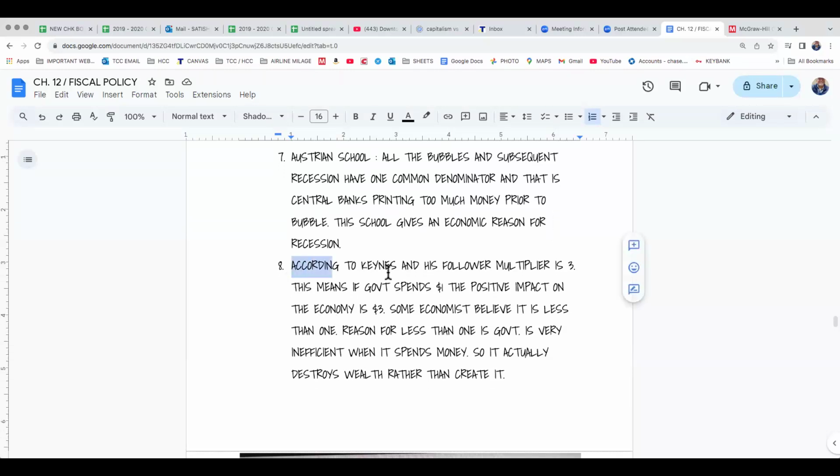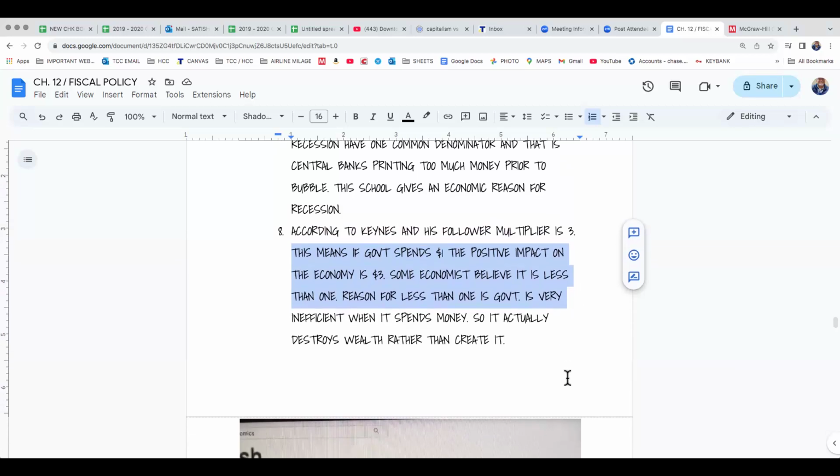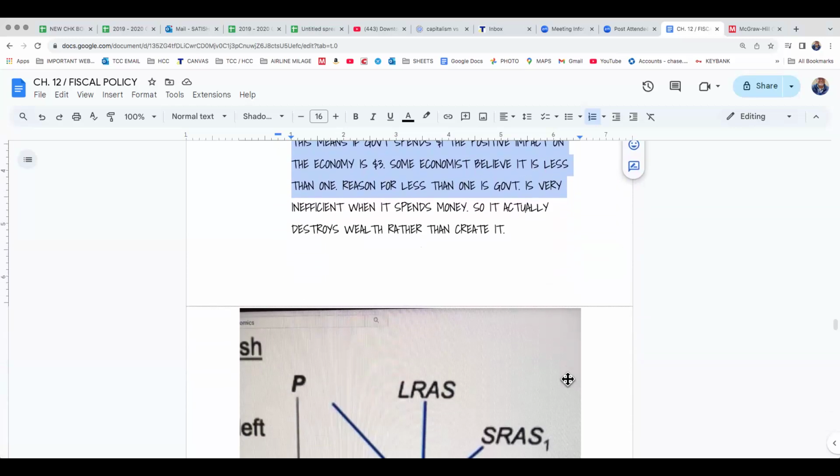So according to Keynes and his followers, the multiplier is 3. This means if the government spends $1, the positive impact on the economy is $3. Some economists believe it is less than 1. The reason for less than 1 is that government is very inefficient when it spends money. So it actually destroys wealth rather than create it.